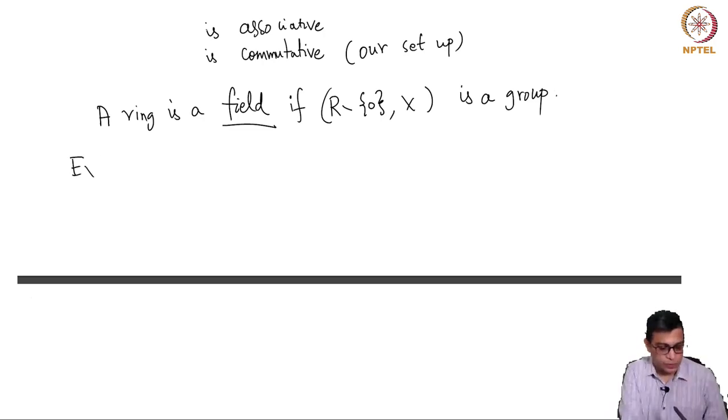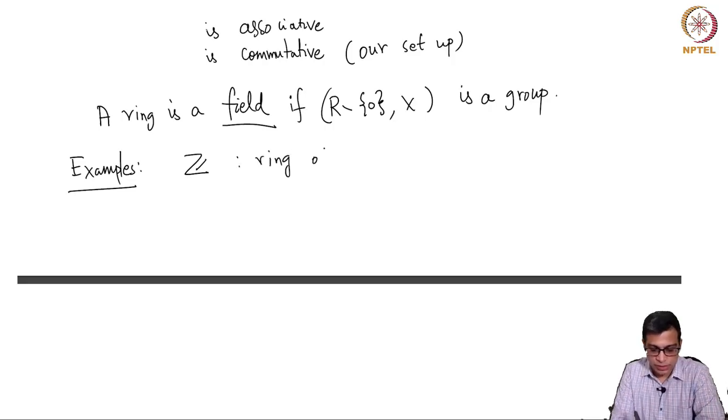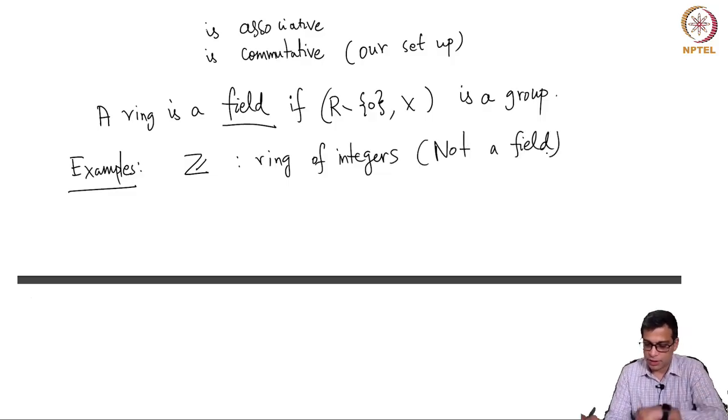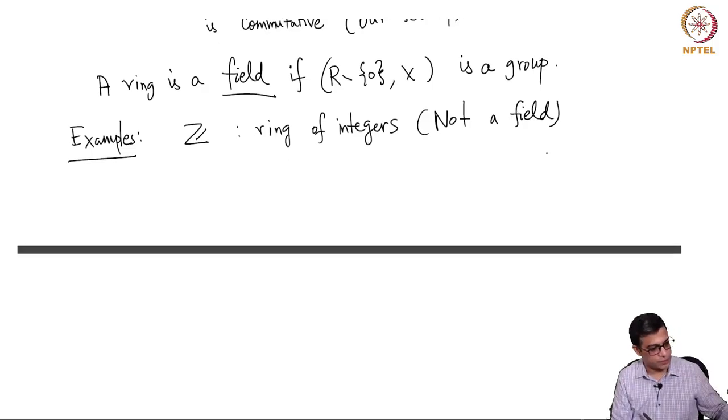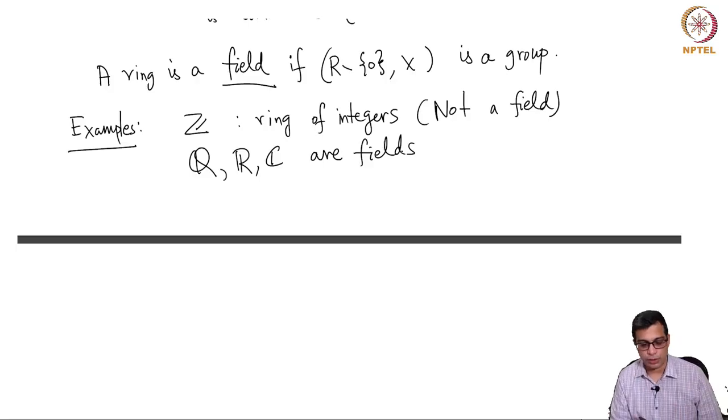Now the main examples. This is not a course on ring theory and field theory where you study these in general, but in Galois theory the main examples we will mostly be looking at are, of course, Z, the ring of integers. This is the first ring that we study, and it is not a field because multiplication doesn't have inverses. 2 doesn't have an inverse, whereas Q, R, C are fields. So they are rings and they are also fields.